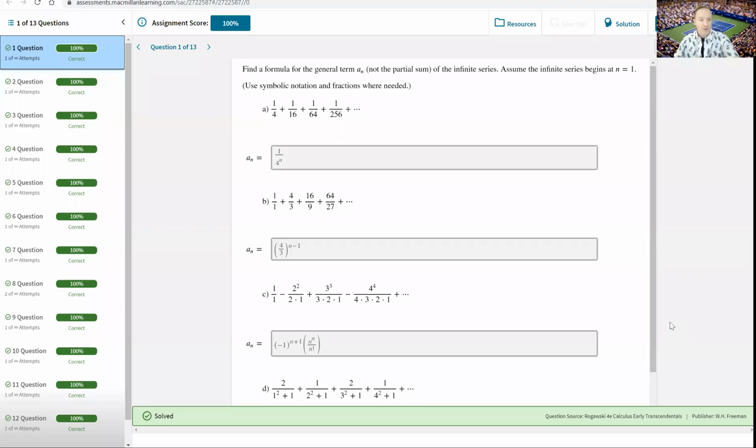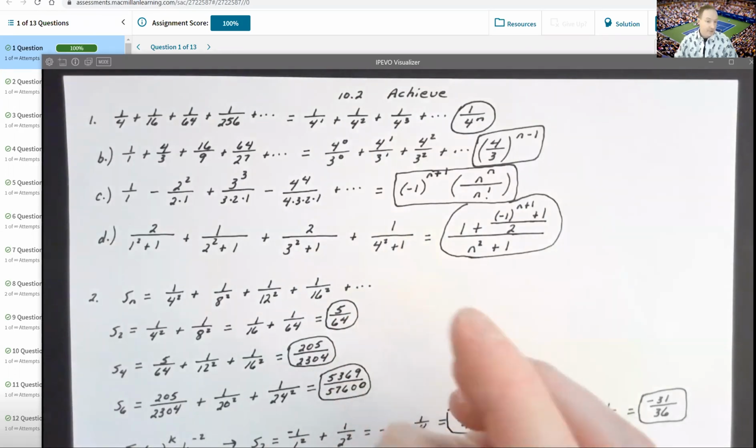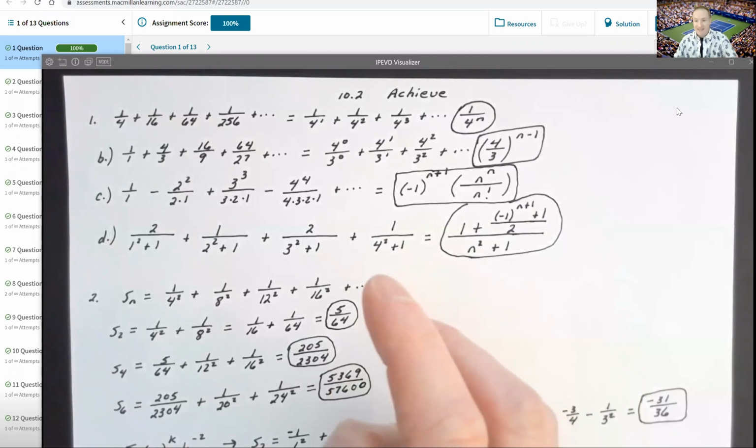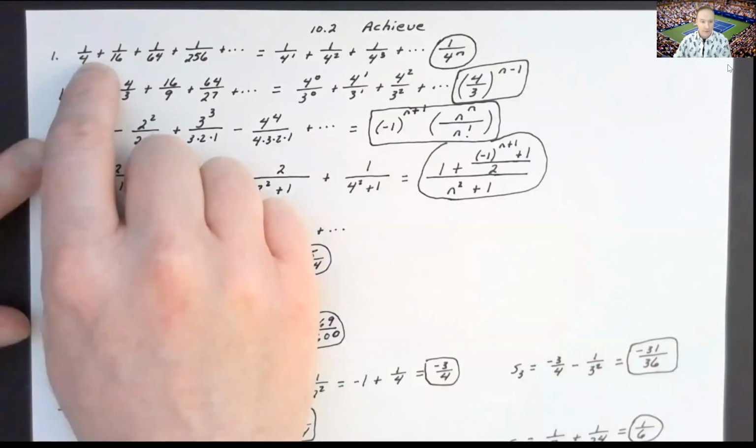Hi all, we're taking a look at the Achieve assignment for section 10.2. There were some good problems here dealing with the series in this section. The first problem has 4 sub-problems, part A, B, C, and D here. Let me go ahead and break apart each one of those for you.